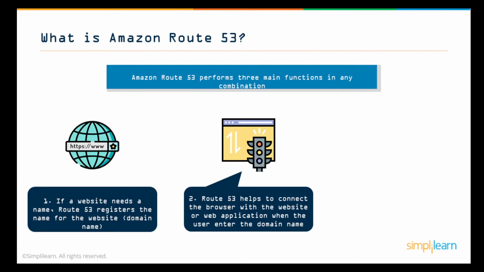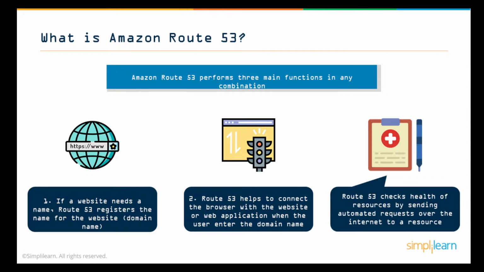Now when somebody, or let's say you, open up example.com, you should be able to open up my web page. So that means the example.com traffic should be routed to the server where the website code or the website application is running. How can we achieve that functionality? That is something we can achieve with the help of the Route 53. So that's what point 2 suggests, that the Route 53 helps to connect the browser with the website or web application when the user enters the domain name.